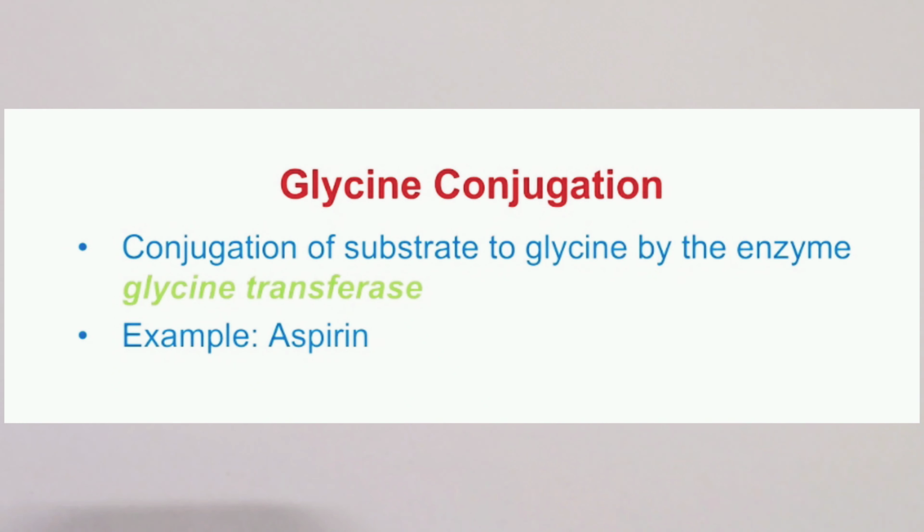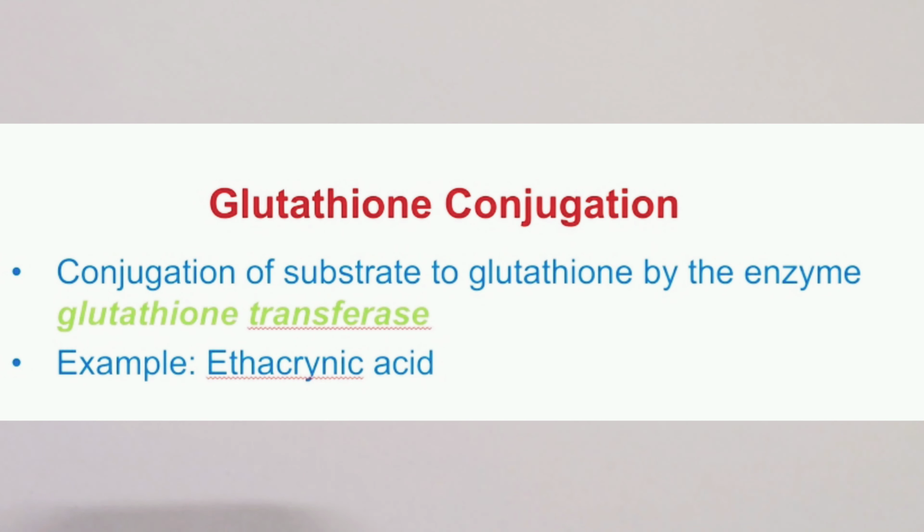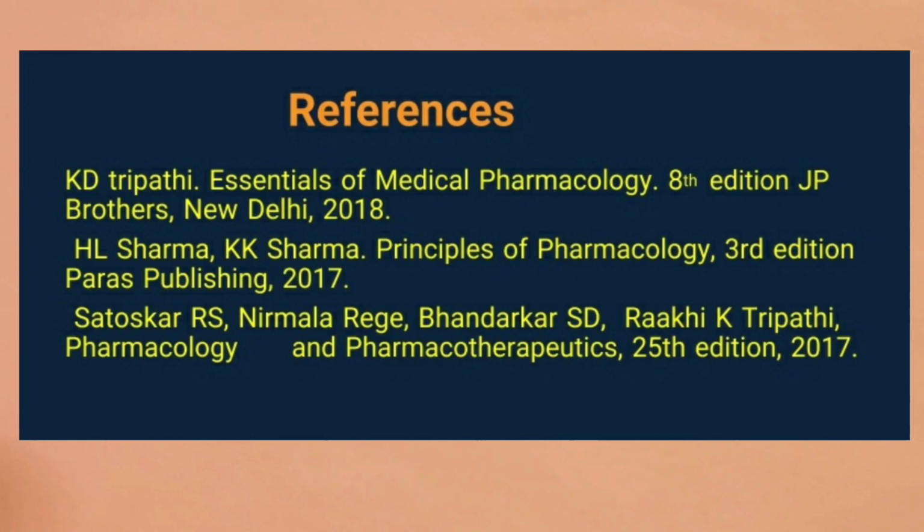Next is glycine conjugation. Here conjugation of substrate to glycine by enzyme glycine transferase takes place and the example is aspirin. In glutathione conjugation, conjugation of substrate to glutathione by enzyme glutathione transferase takes place and the example is ethacrynic acid. This brings us to the end of the topic.